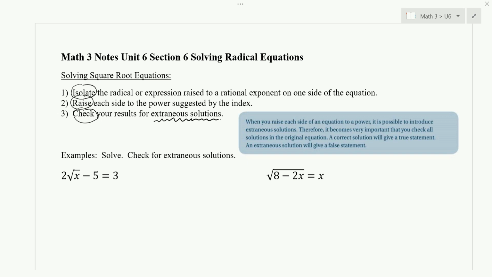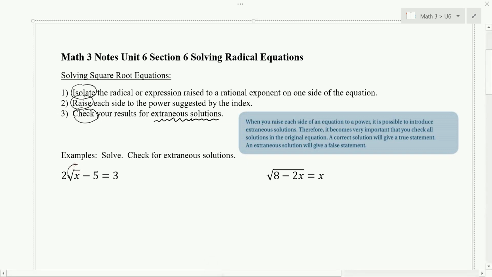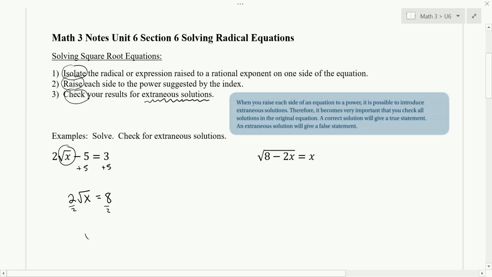Right, so let's look at this first one: 2 times the square root of x, minus 5, equals 3. Following those 3 steps, the first step is to isolate that radical expression. Get the square root of x by itself by adding 5 to both sides of the equation. And we get 2 times the square root of x is equal to 8. And then divide by 2, and we get the square root of x is equal to 4. Okay, so that's step 1.